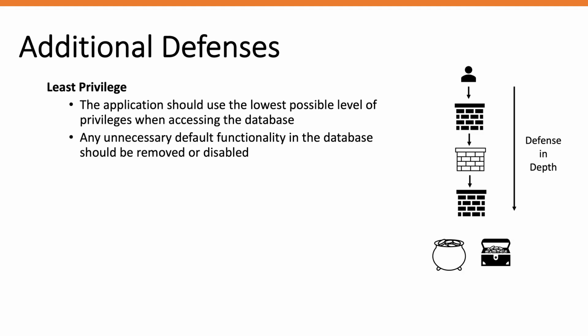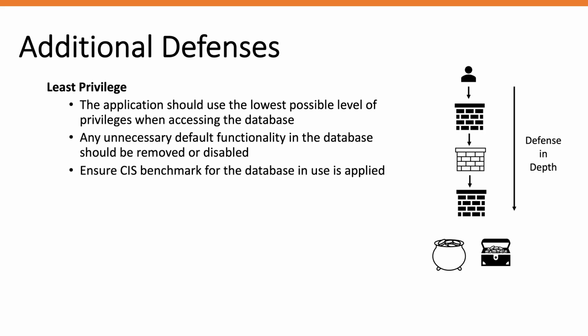Any unnecessary default functionality in the database should be removed or disabled. That includes things like functions that allow you to execute system commands from the database, also functions that allow you to make a network connection, that we talked about in out of band SQL injection, right? So functions that allow you to do that. Any unnecessary default functionality that you don't need for the application to function should be removed because it decreases the amount of things that an attacker can use in order to penetrate your organization.